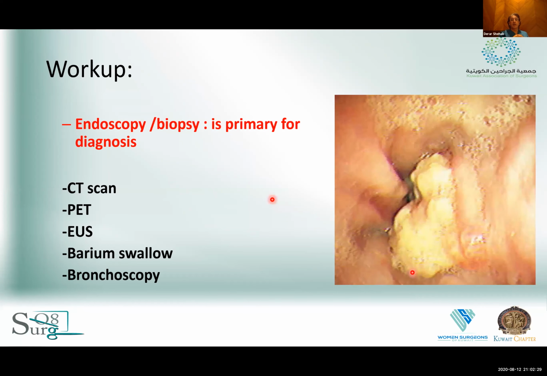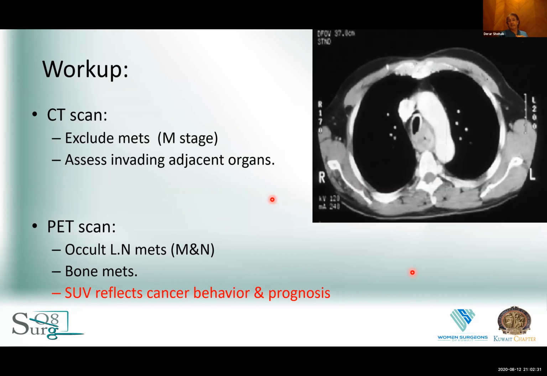A CT scan is very good to assess locally the tumor and the relationship to other structures, like invading the aorta or invading the vertebrae or the trachea. CT scan is also very good in M stage to exclude metastasis. PET scan, on the other hand, is very good to assess the M stage, metastasis, and the lymph node status. As we mentioned earlier, SUV uptake reflects the cancer behavior and the prognosis. The more the SUV, the worse the disease.